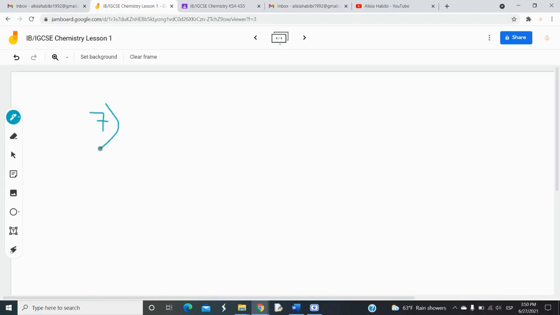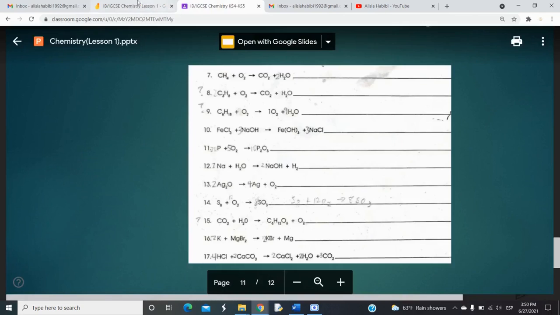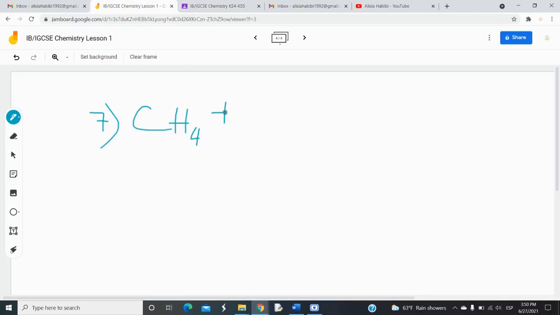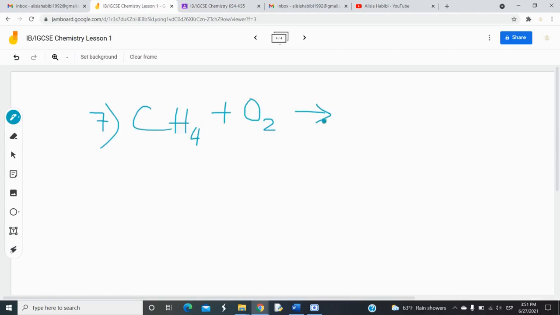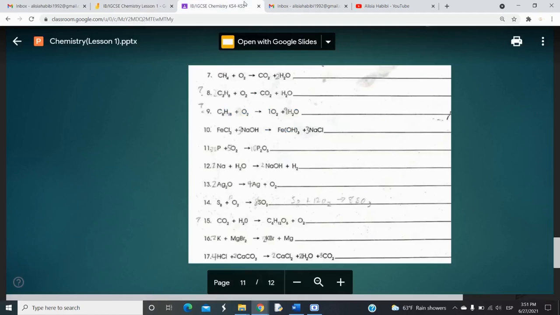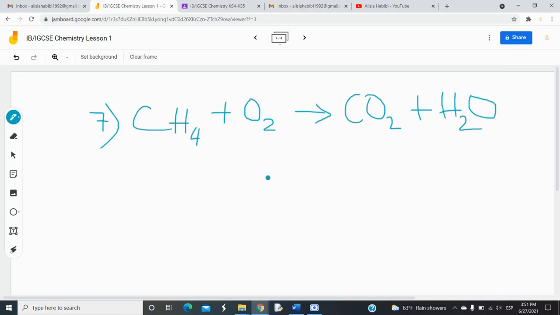So we're going to take this example: CH4 reacts with oxygen, O2, and that produces CO2 and water. So you are given this chemical equation and asked to check if it is balanced, and if it is not balanced, you're asked to balance it.